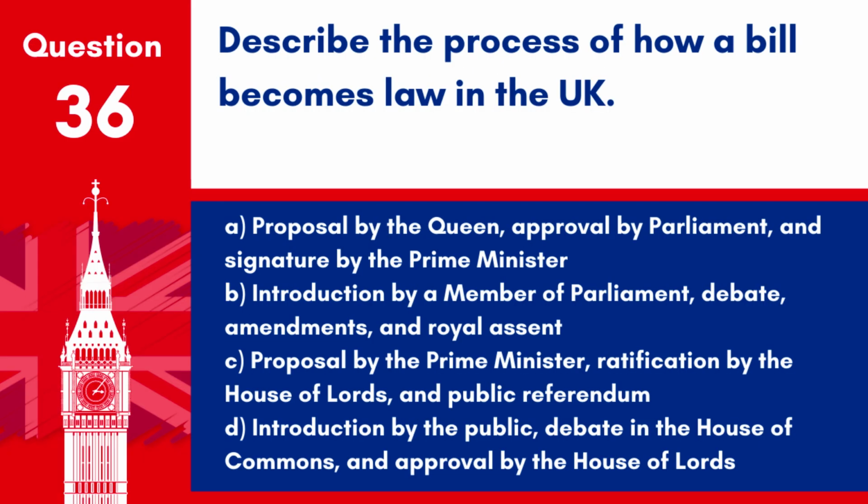Question 36. Describe the process of how a bill becomes law in the UK. A. Proposal by the Queen, approval by Parliament, and signature by the Prime Minister. B. Introduction by a Member of Parliament, debate, amendments, and royal assent. C. Proposal by the Prime Minister, ratification by the House of Lords, and public referendum. D. Introduction by the public, debate in the House of Commons, and approval by the House of Lords.